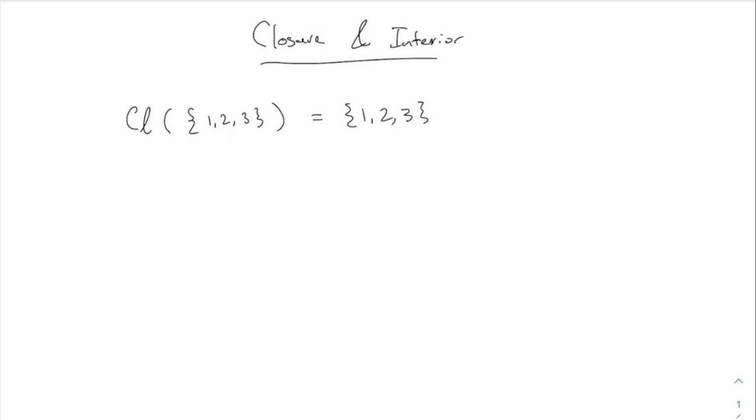Remember, the closure means the smallest closed set which includes that set. And the set {1, 2, 3} is already a closed set in the standard topology of R. And so when you take the closure of that, it's still just itself. It is a closed set. A more interesting example would be something like the closure of Q. This we talked about, I think, last time, is all of R.